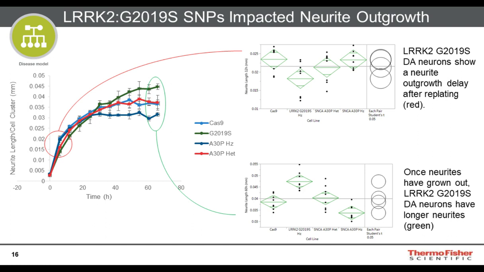And if you now wait until neurites have outgrown fully and sort of stabilized in terms of length, we then were even able to distinguish some different phenotypes where we found that the LRRK2 mutant had overall longer neurites, whereas the SNCA mutant that we've also worked at had shorter neurites.